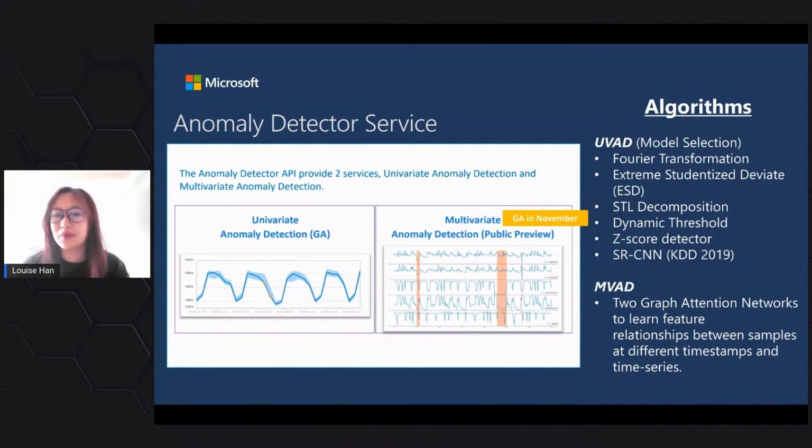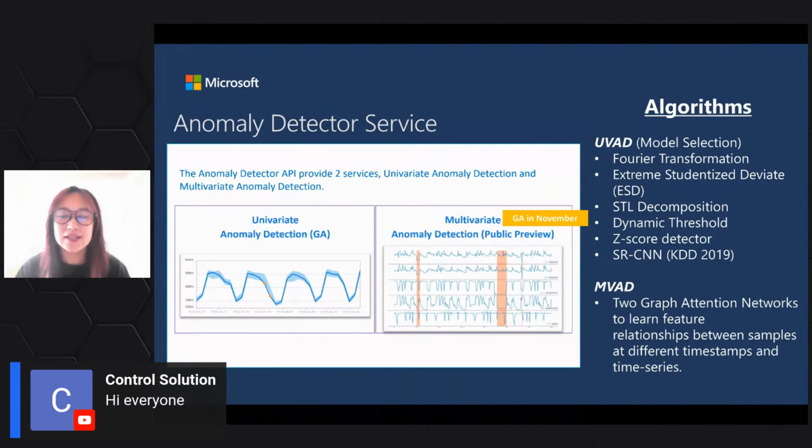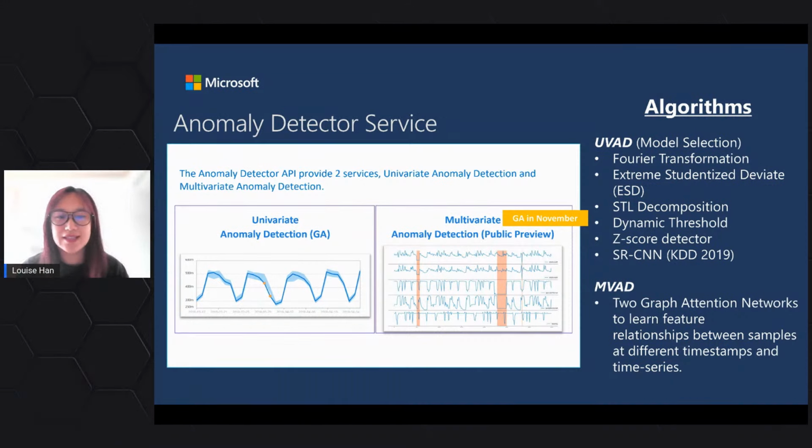And most of you may probably be interested in the algorithms behind them. So for univariate, it's more like a model selection work. So the process is also simple. You will not need to train a model. Instead, you just pass your data for inference to the univariate anomaly detection API, and it will do the inference for you automatically. And behind the scenes, model selection is happening. So based on your data pattern, the univariate anomaly detection, which is also shortened to UVAD, can select the right model for your data pattern.